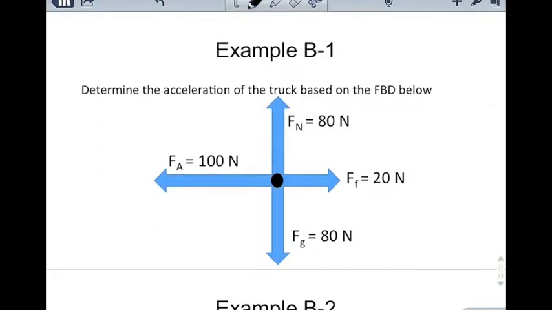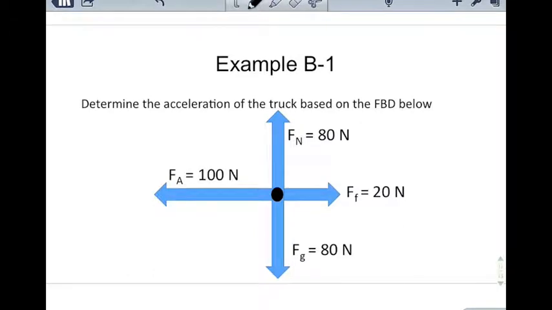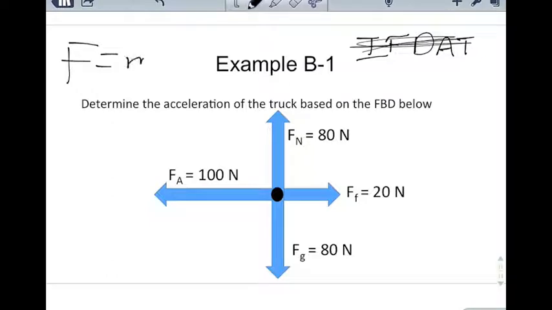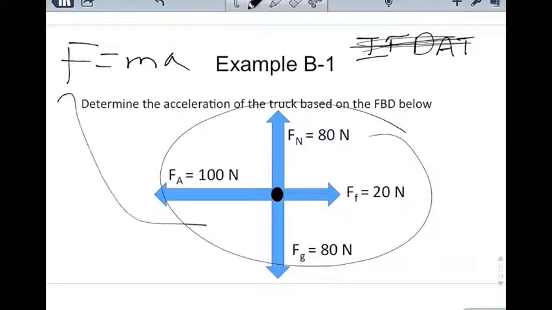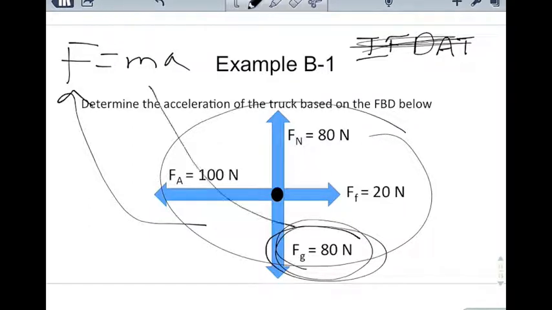Example B1. It says, determine the acceleration of a truck based on the free body diagram below. And it looks like I don't have a whole lot of information at all. So remember, the two ways that we can find acceleration: we can use the kinematics motion equations, but in this case I've got no information on velocity or distance, so that's out. Our other way to solve for acceleration is F equals ma. Based on the fact that I have a free body diagram, I can combine forces to solve for this F term. And also, if you remember the relationship between weight and mass, you should be able to figure out what that is as well.